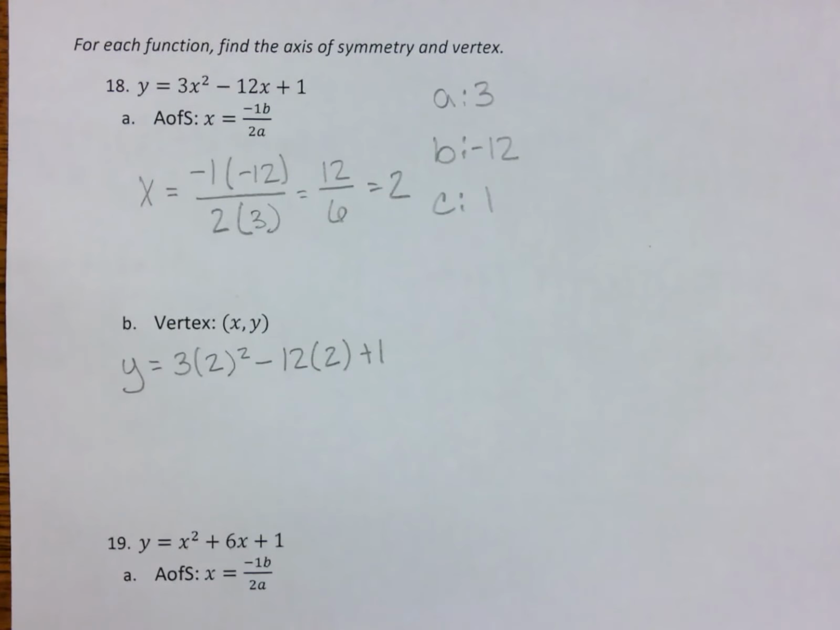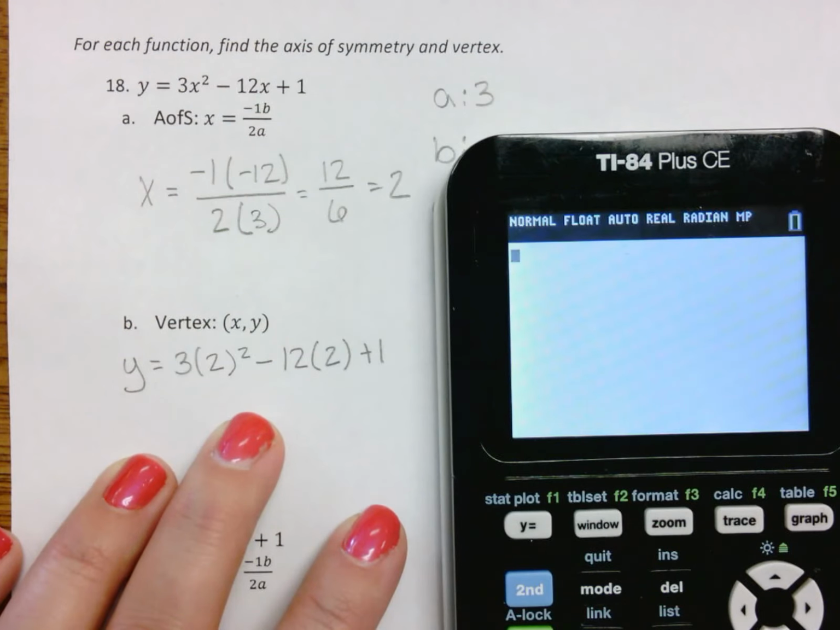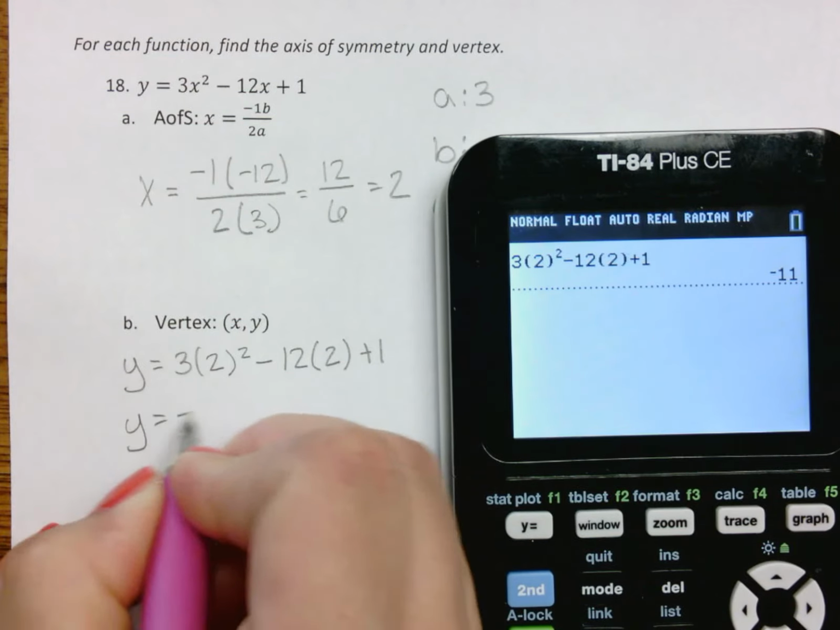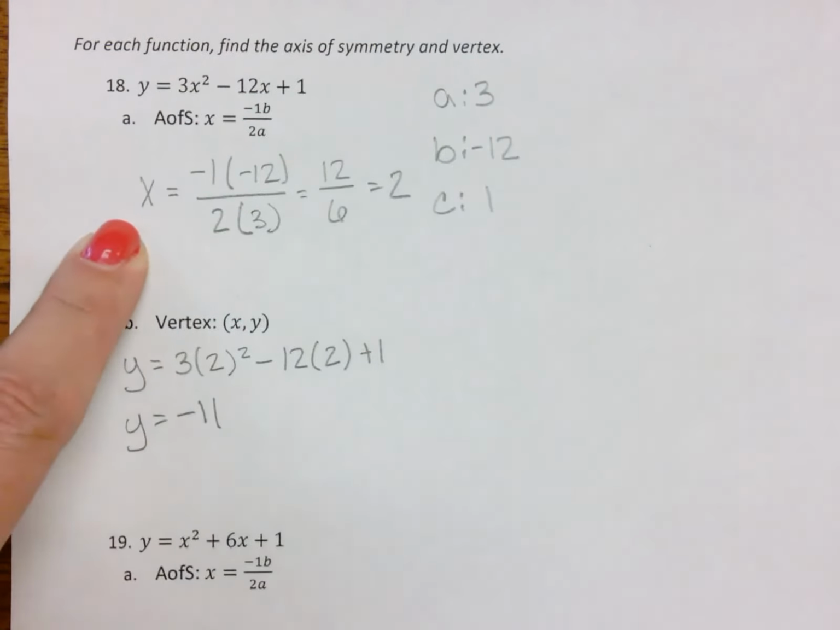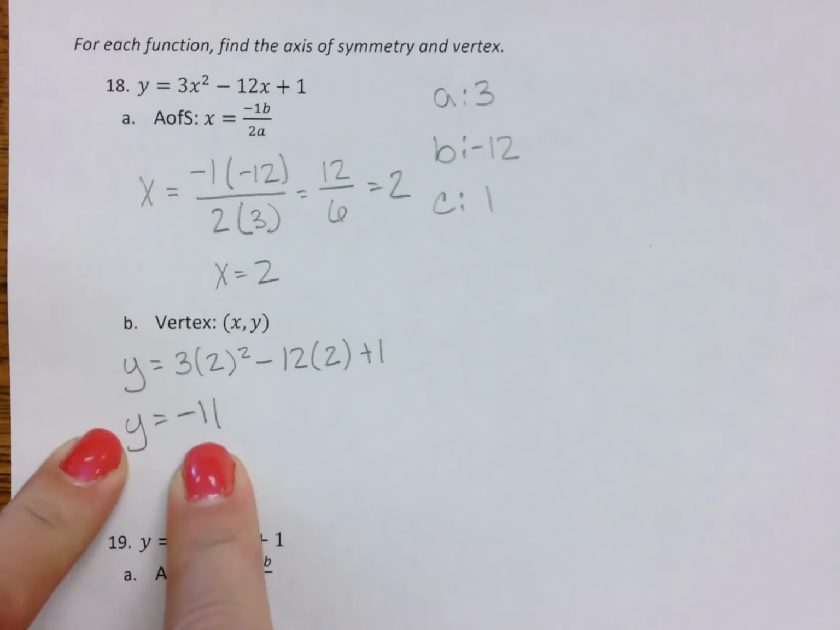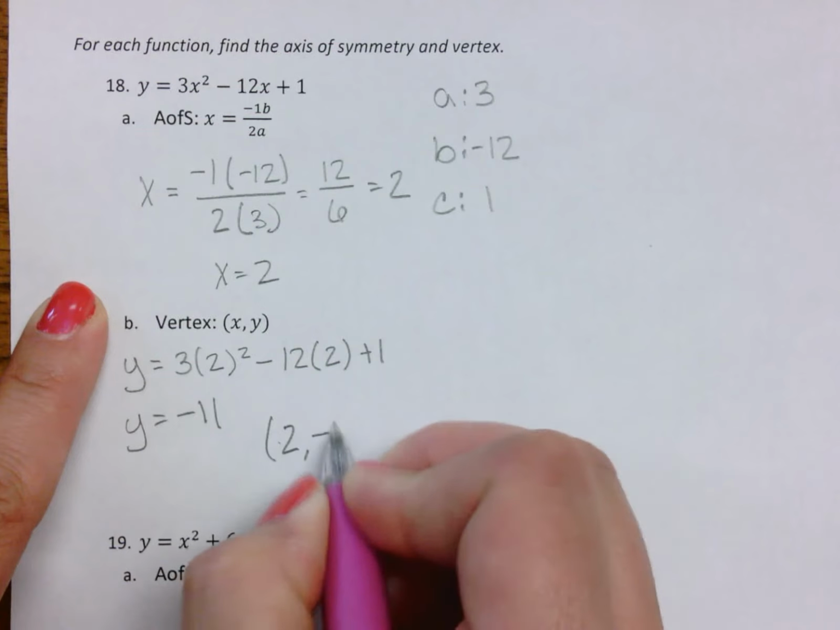And then use your calculator. There's no reason not to use your calculator. Write the problem down so that you can see where all of the numbers go, and then use your calculator to put that in. 3 times 2 squared minus 12 times 2 plus 1. And we'll find that our y is negative 11. Well, now we have an x equals 2 and a y equals negative 11. So we have everything we need for a vertex. Our vertex is positive 2, negative 11.